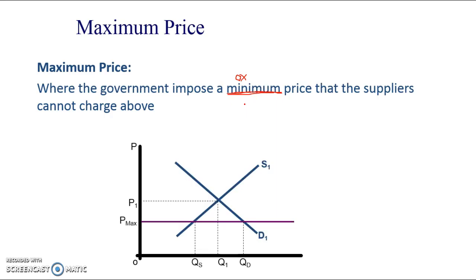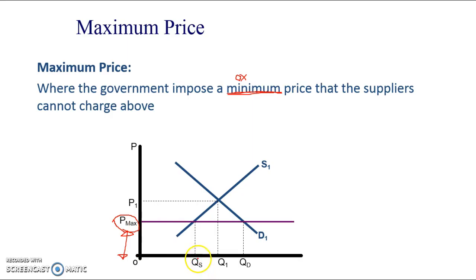So this is what it looks like. Again, common mistake: students think maximum, they think price ceiling, they think it must have to be up here. No. It has to be below the equilibrium to be effective. So you can only charge prices below, any price from 0 up to that maximum price there.